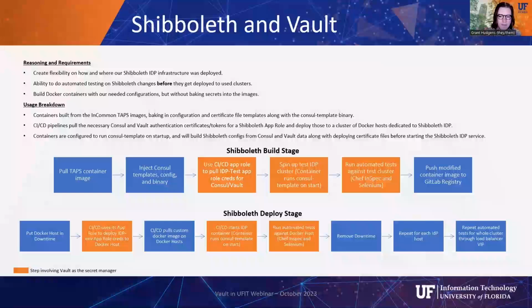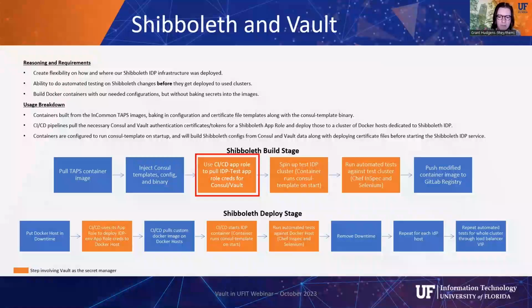Let's start with the Shibboleth build stage. So first, we grab the base Tier Shibboleth images from the InCommon registry. We then inject template files, the Consul Template binary, the Consul Template config file, and any of our custom Shibboleth configuration files that do not contain any secrets or are not environment specific.